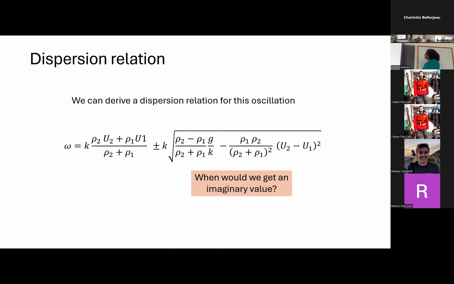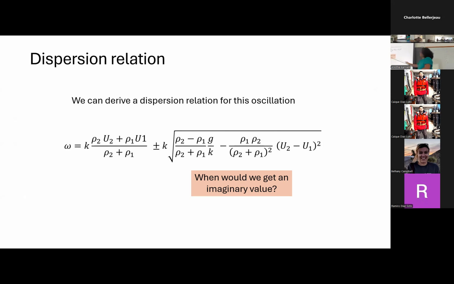And feel free to take a few minutes to think about that one. What's under the square root? It's negative. Yeah, exactly. So, like Camilla said, what's under the square root of this equation is negative. You're going to get an imaginary number.